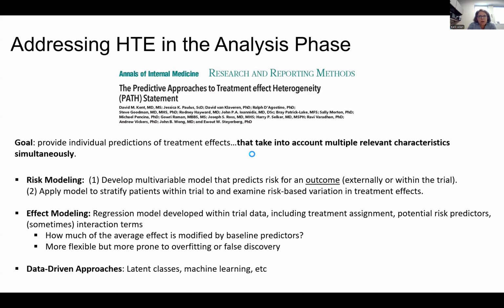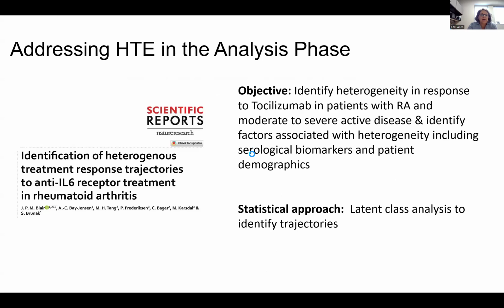And then a third broad category of these types of analyses are data-driven approaches, latent classes, machine learning, et cetera. And this is an approach our team has done in a few studies, and so I am going to give an example here today. But actually, this is not our team study. I'll talk about that in a minute.